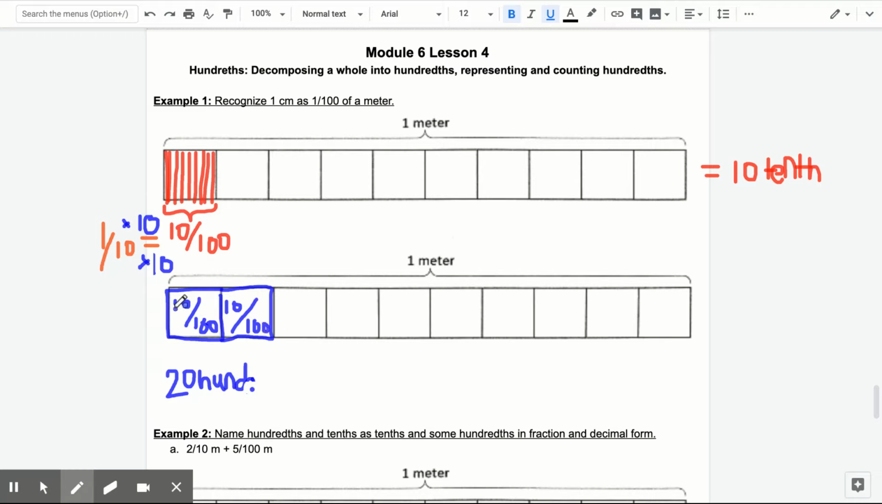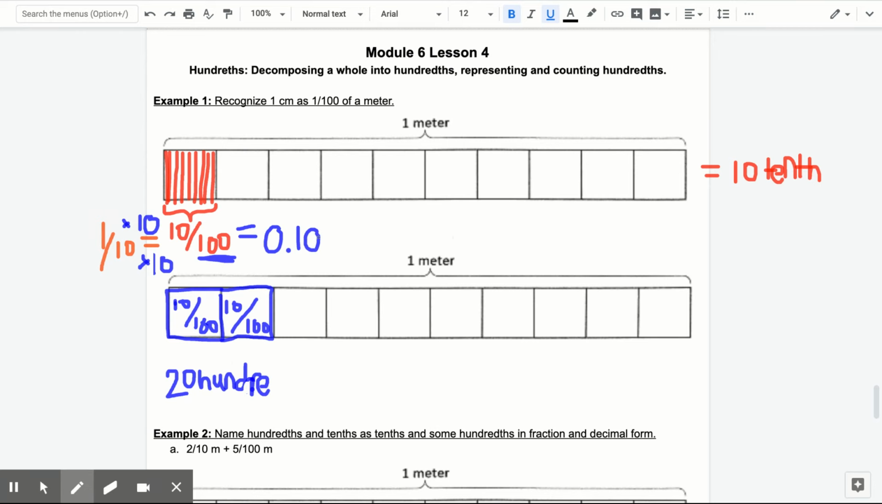All right, so we've got 20 hundredths there. Pretty simple idea here. When you see your hundredths, remember we're going to have 100 at the bottom of our fraction. It'll be our denominator. What is this going to look like as a decimal? Let me show you. If I have 10 hundredths here, when I write my decimal, I'm going to write it just like I would with tenths. I'm going to start with 0 and my decimal point, and then I'm going to have 10 after.